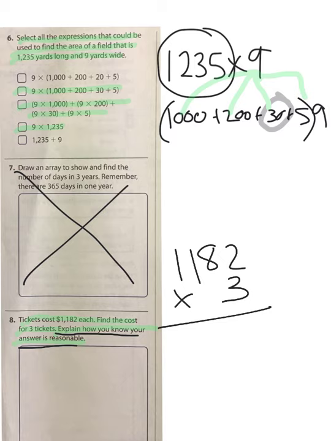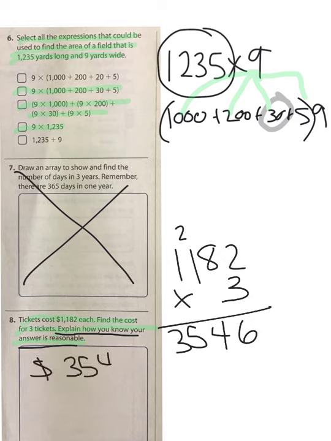So if we're going to multiply this, 2 times 3 is 6. 3 times 8 is 24. Put down your 4, regroup your 2. 3 times 1 is 3, plus 2 is 5, and 3 times 1 is 3. So we have a total of $3,546. If we want to know if our answer is reasonable, we can estimate.